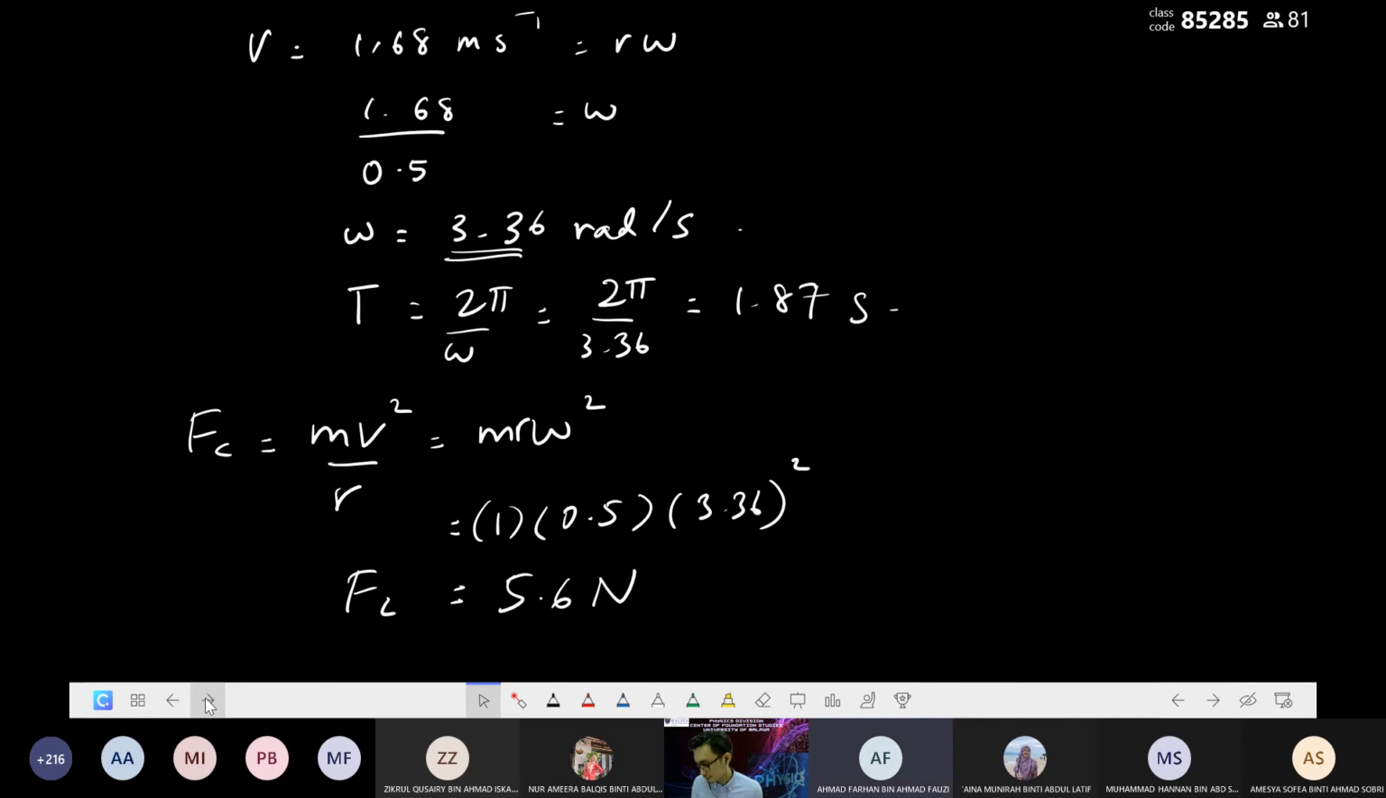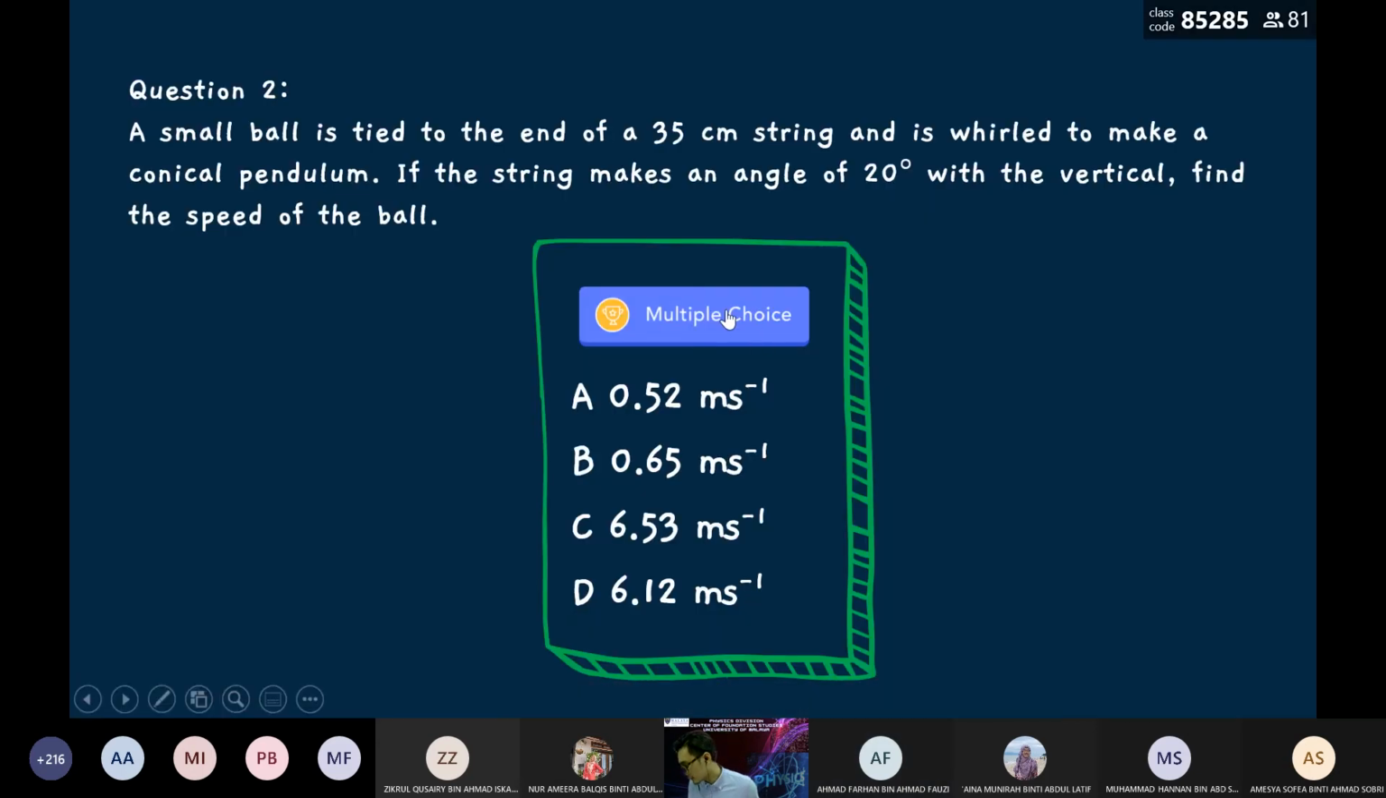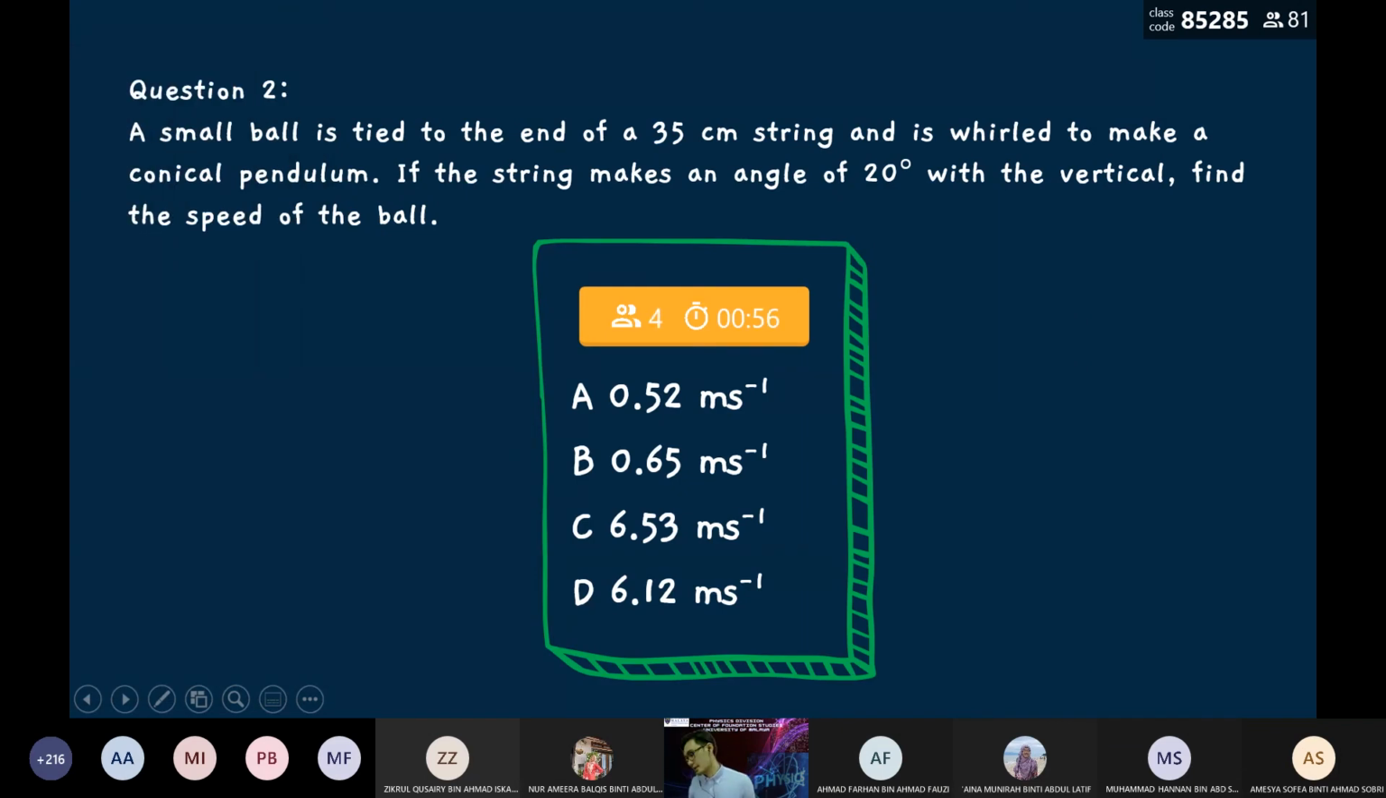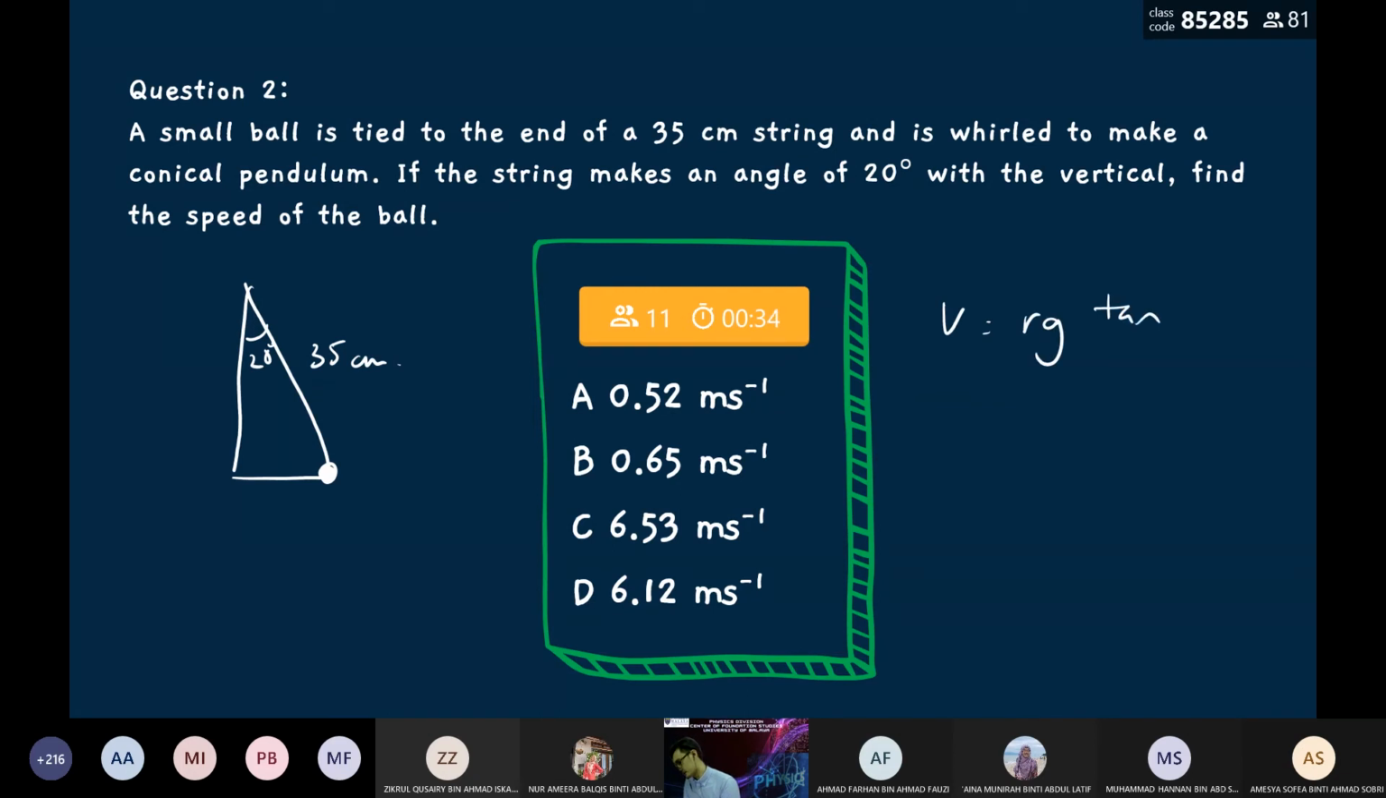Alright, next question. Okay, one more. A small ball is tied to an end of 35 cm string. Okay, dia dah jadi unit lain. You have to convert them into meter. And this is to make a conical pendulum. If the string makes an angle 20 degree with the vertical, find the speed of the ball. Oh, yang ni simple je, guna RG tangent theta. Boleh cuba.